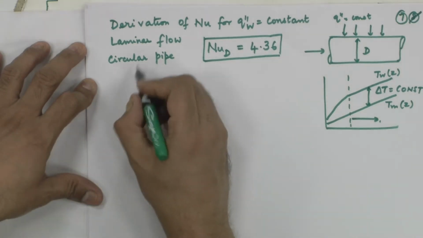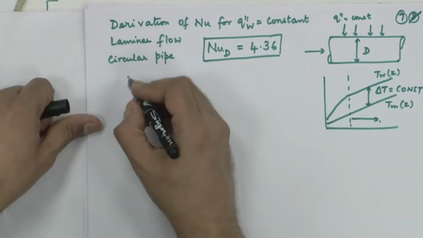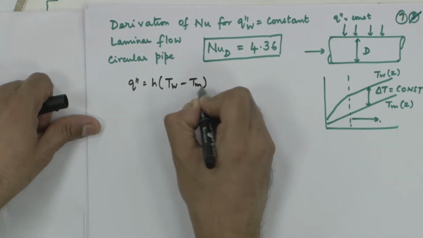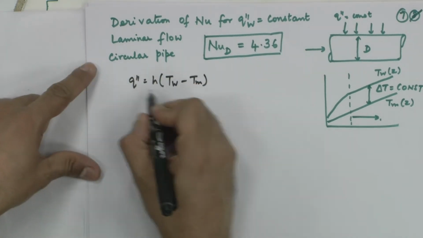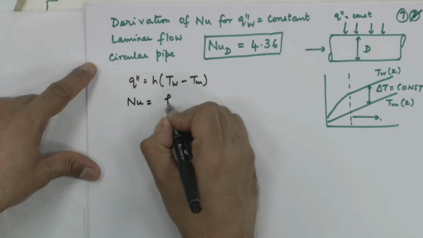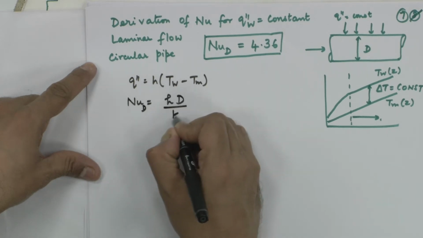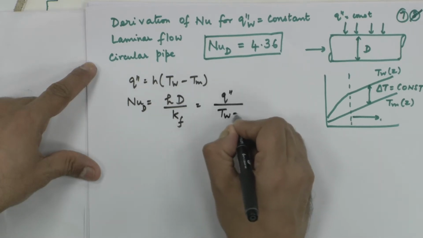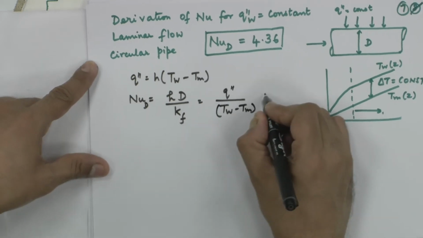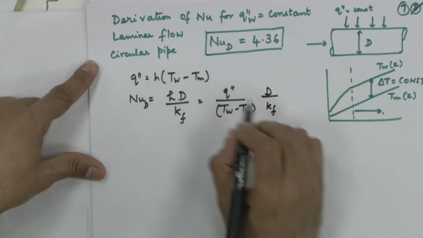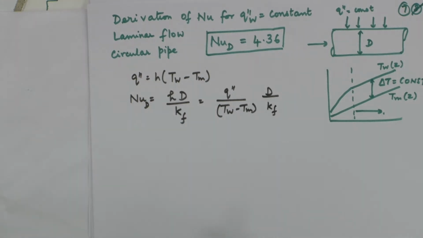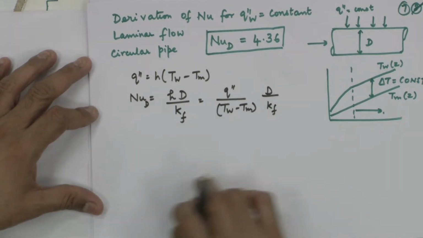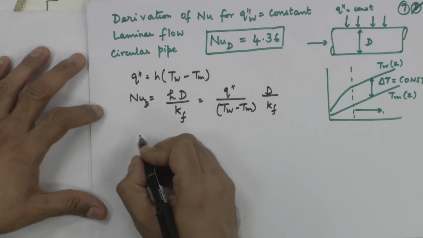And we are defining the heat transfer coefficient as q double prime equal to h into (T wall minus T bulk mean), and the Nusselt number is defined as h d by k of the fluid. h is nothing but this one. This is my definition of the Nusselt number.